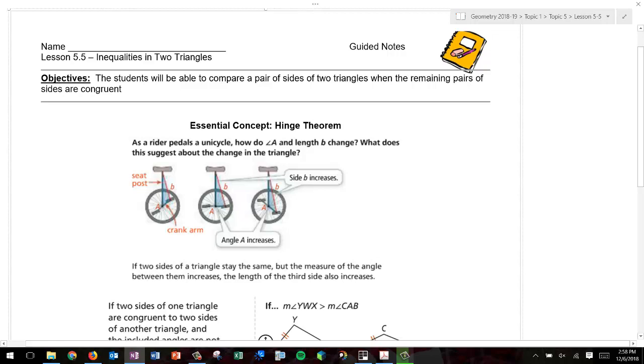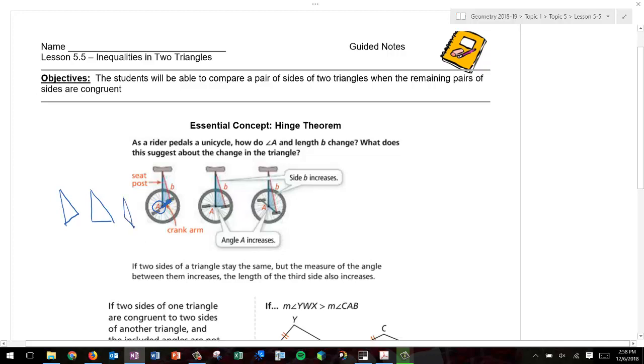And if we look closely at this example here, we talk about this unicycle. It says, as a rider pedals a unicycle, how does angle A, the angle between the pedals and the wheel, change as we ride on? If you notice, as he starts to pedal, the side length of B increases. In other words, the size of that triangle increases. When the pedal's up near the top, the triangle looks like this. As the pedal moves, the seat length doesn't change and the pedal length doesn't change, but the third side of that triangle changes.